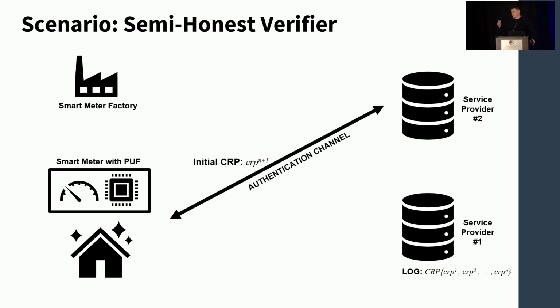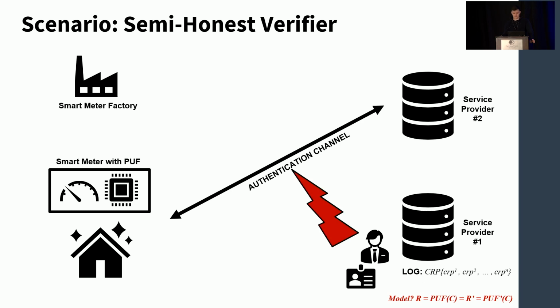So now in the scenario where we have the end user in the home with the smart meter who wants to change their service provider, they'll perform the same initialization, they'll send initial CRPs to the service provider too, and have a new authentication channel. Now what if we have a user with elevated privileges at service provider one, who takes the previously logged channel responses and attempts to model that PUF? If they're successful, they're able to compromise this channel.